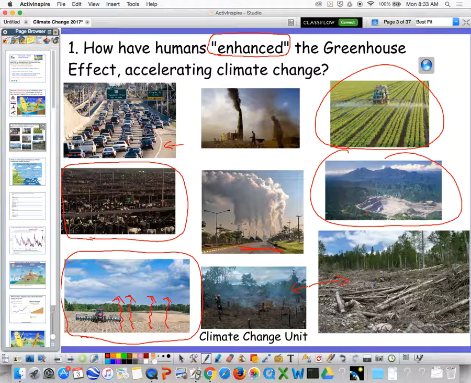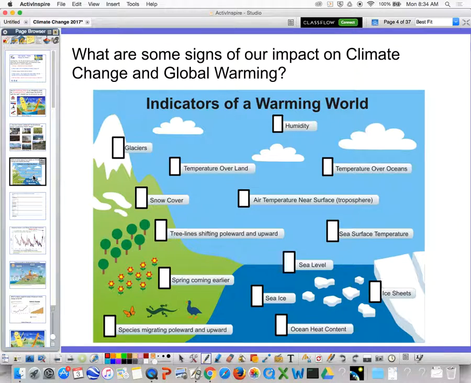And sometimes when we clear those forests, they do what they call slash and burn, which is what you see here. They chop down the trees, they transport the trees, they burn the area, and it releases a lot of gases in the air. So the big question is, with this enhancing of the greenhouse effect, what are the impacts on various factors, which is something we're going to think about in class.